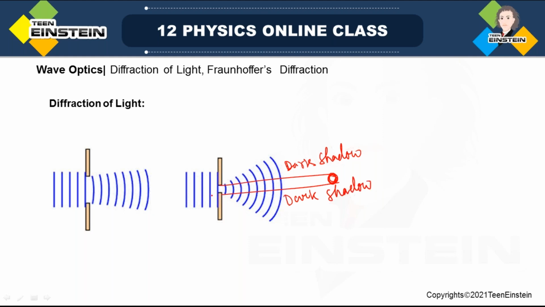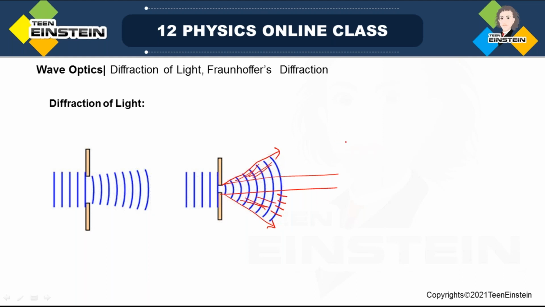Okay, this is an obstacle, but that does not happen. Actually, nature is so clever. What it does is, light gets bent. You look, light gets bent and gets into the geometrical shadow region. This is the geometrical shadow region, but if you look, you will be able to see light over here.